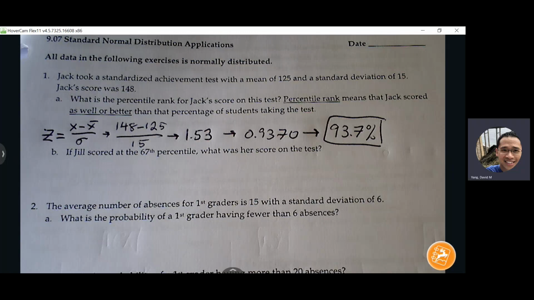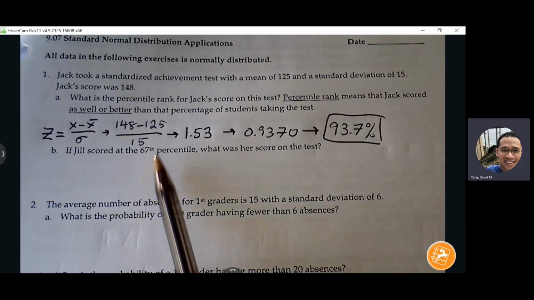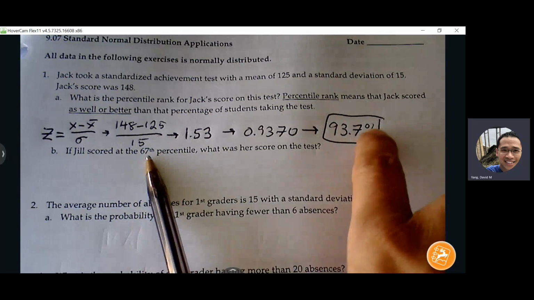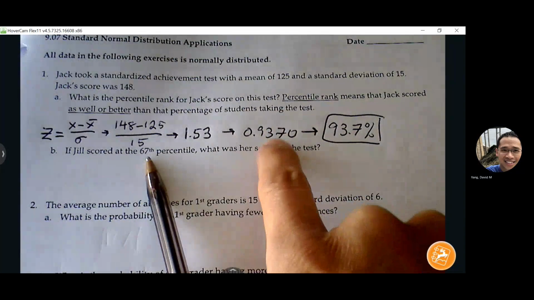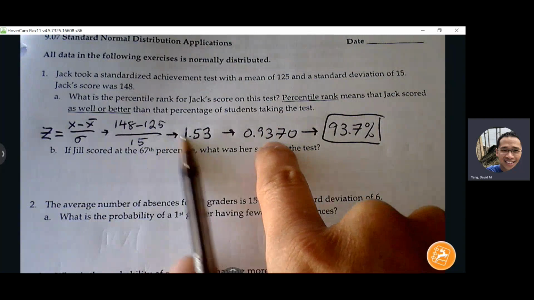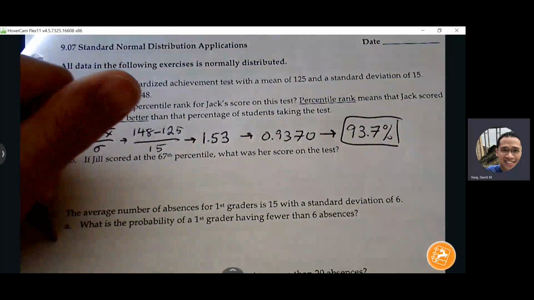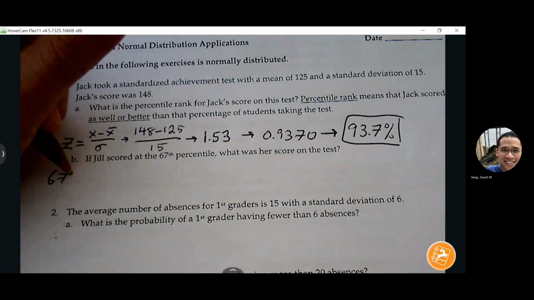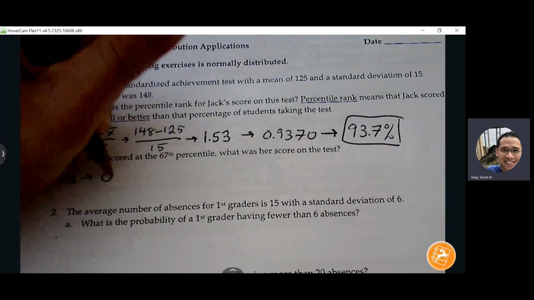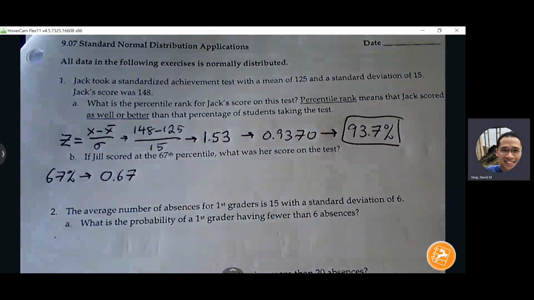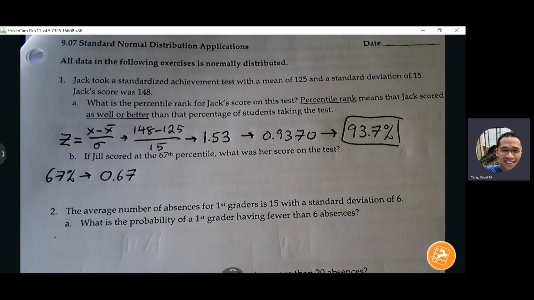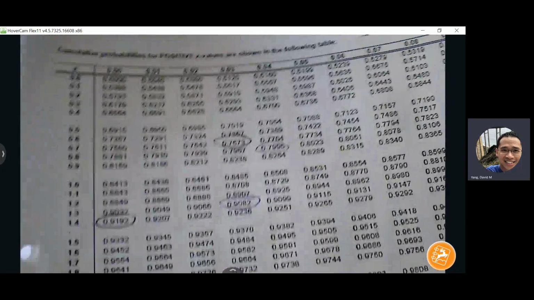Okay, so now part B, we're working backwards. For Jill, we're going to start at the 67th percentile, work to the probability, use the table to figure out the z-score, and then cross multiply to solve for x. So we know that the 67th percentile means a probability of 0.67. Anything from 0 to 0.5 is page 2. Anything from 0.5 to 100% is page 3. So you know to look on page 3.